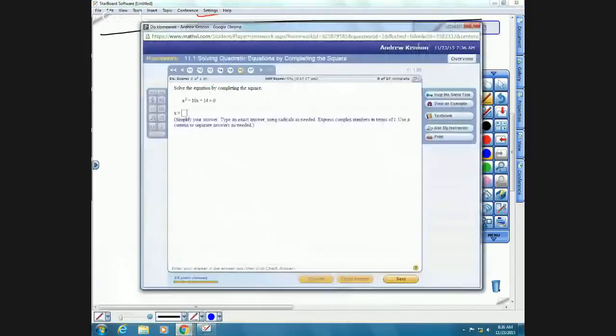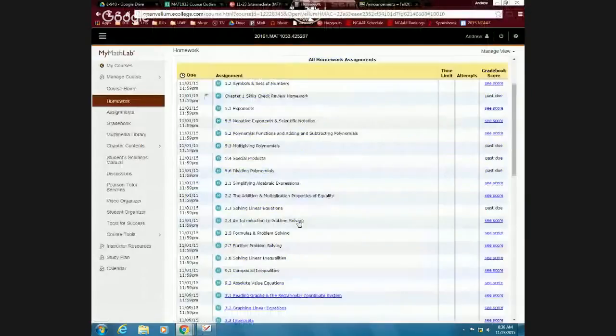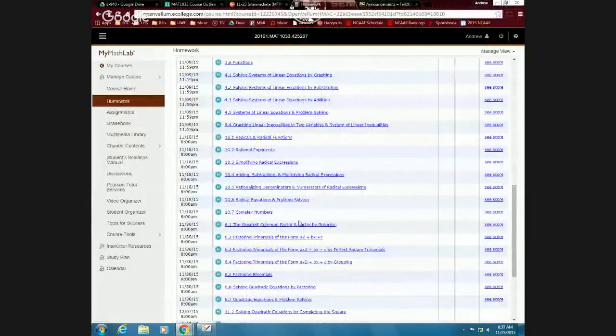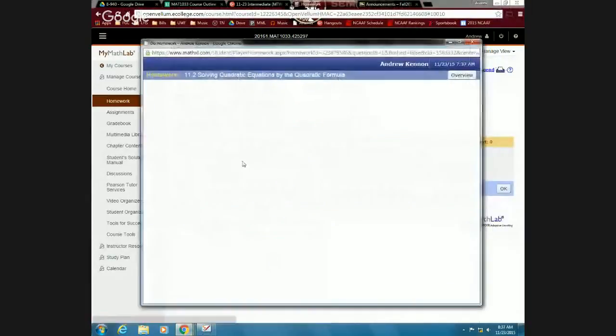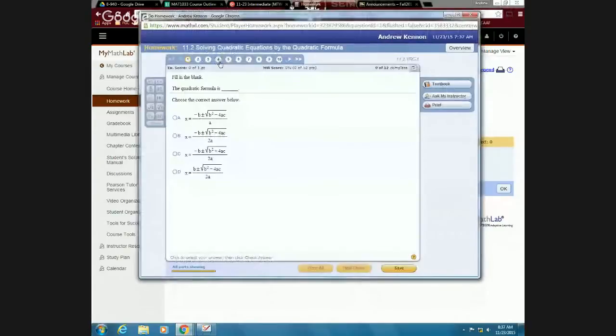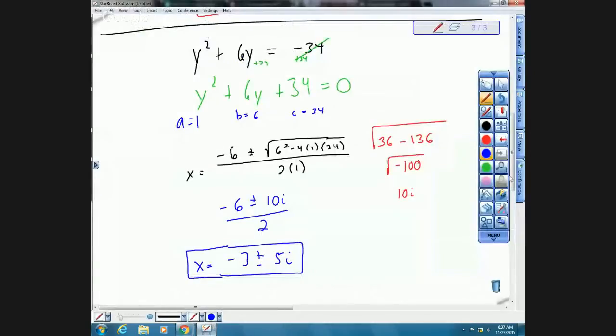Let's go to one more. Here, we have done one like this. 7m squared minus 2m.